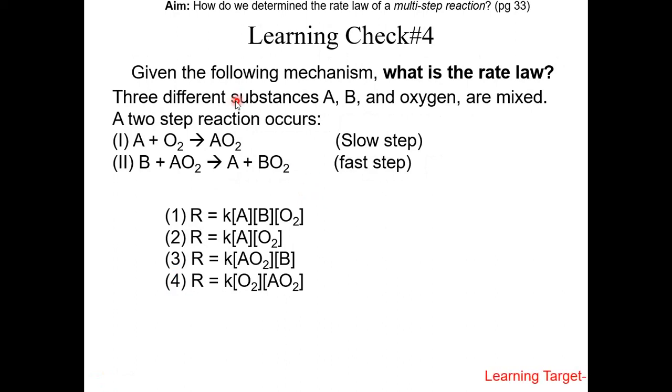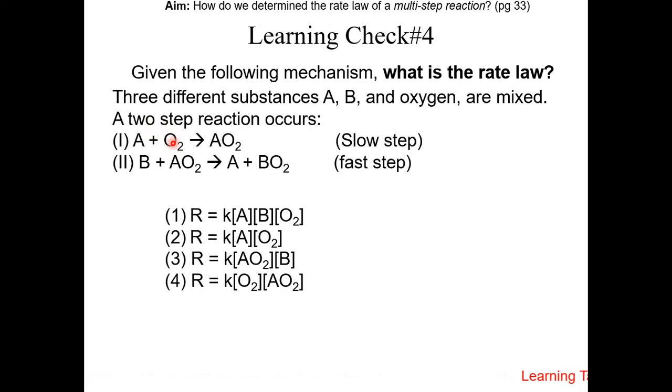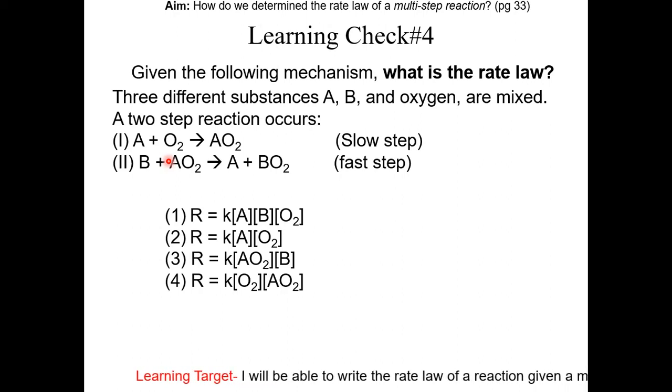Learning check number 4. Given the following mechanism, what is the rate law? Pause the video, resume when completed. The rate law is based off the slowest step, which is step 1 in this mechanism. The reactants in step 1 are A and O2. The coefficients of each substance are 1. Therefore, both substances have an order of 1. So the answer is choice 2.